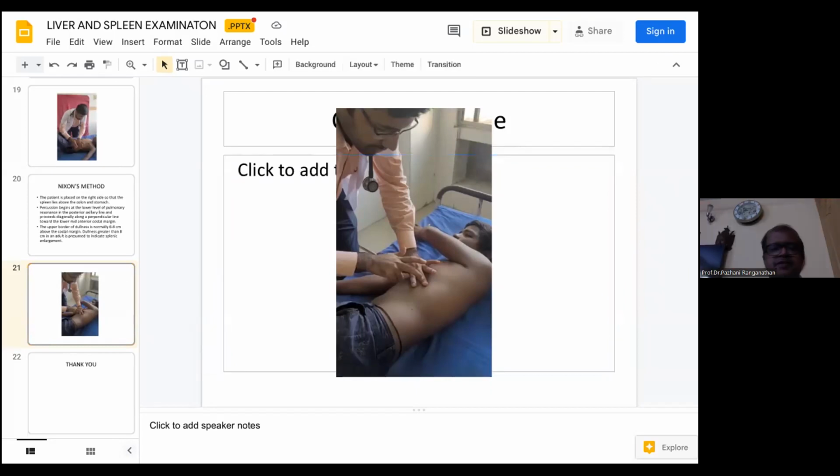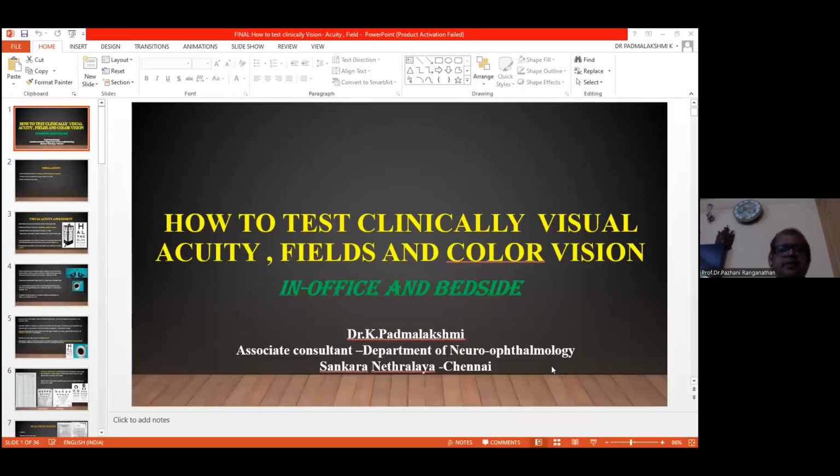Thank you, Professor Dr. Chandrasekar. That was a wonderful clinical demonstration as well as all the science which is important from the postgraduate examination point of view. Thanks once again. I invite Dr. Padma Lakshmi, consultant ophthalmologist, Sankara Nethralaya, to give a talk on testing the acuity, visual field and color vision.